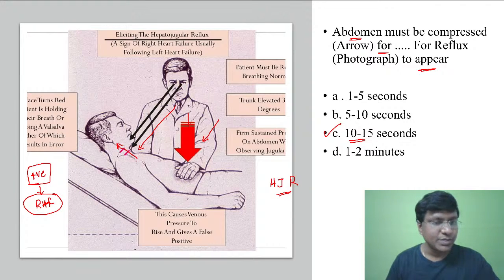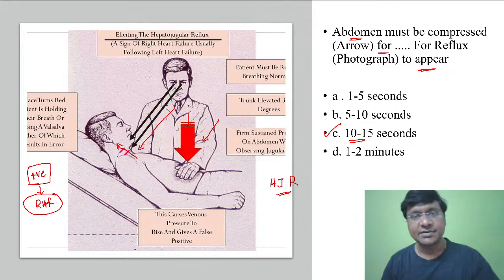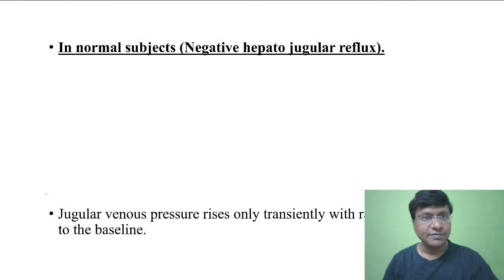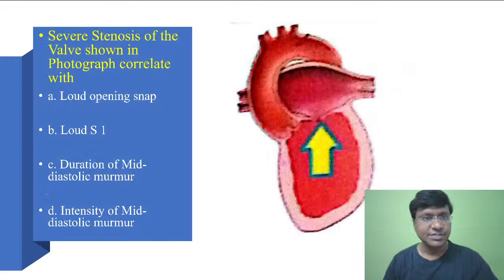And the other conditions where you can have the hepatojugular reflex being positive are tricuspid regurgitation, tricuspid stenosis, constrictive pericarditis, and restrictive cardiomyopathy. So all these conditions, right? Okay, now we will move on to the next important image.